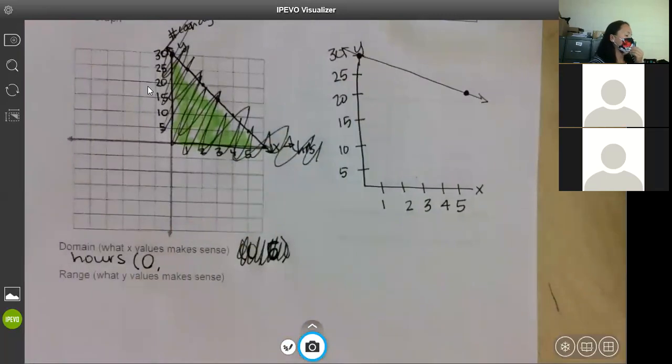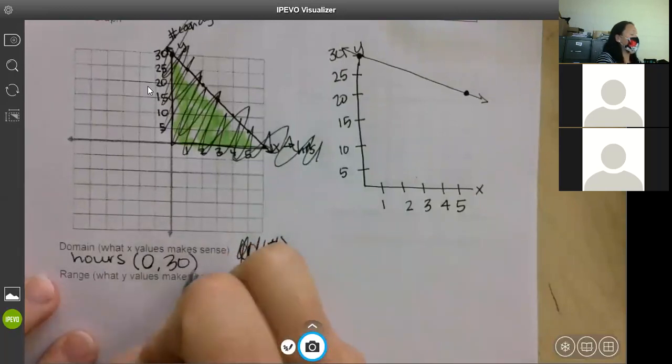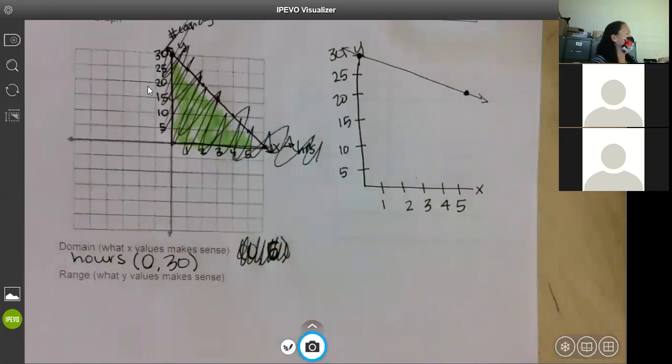0. If I started with 30 candies and I eat 1 an hour, how long can I eat candy before I run out? That's your max. Why would I eat 31 hours? Because I won't have any candy. Does that make sense? So that's the practical domain and range that I said we would get back to.